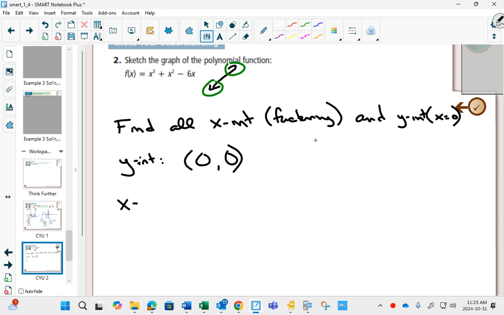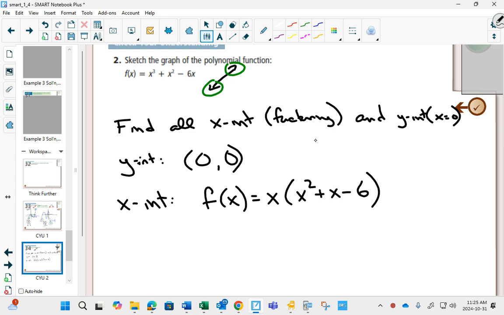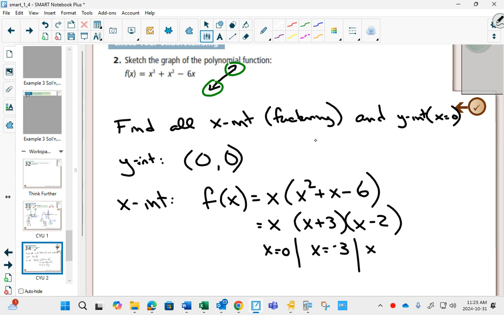Our x-intercepts, we're going to have to factor. And because this one has a common factor of x, we don't even have to use any of the skills we learned early on, right? And you see that it has a common factor of x. And then you already have your quadratic. So our x-intercepts are at x equals 0, x equals -3, and x equals 2. And you can plug in 0 for y to find your x-intercepts.